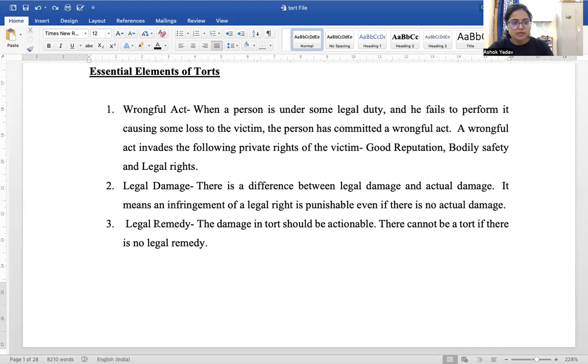Now, the third element is legal remedy. The damage in tort should be actionable. So there cannot be a tort if there is no legal remedy. A tort will only be there if some wrong has happened against you. If there is a legal remedy against it, then only it will fall under tort. Otherwise, it will not come under a tort.